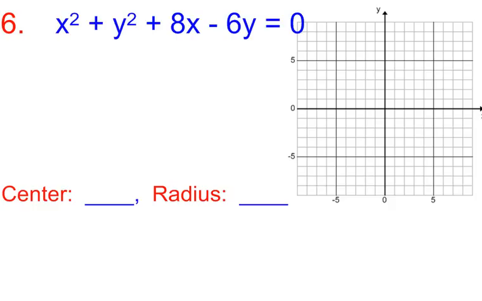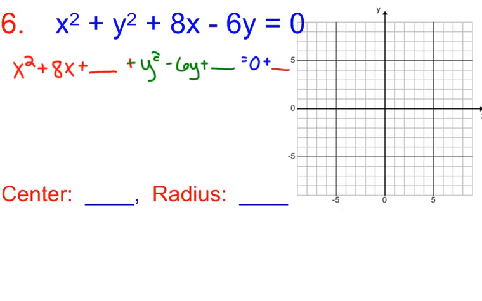So my first step is I'm going to group my x's together. X squared plus 8x plus blank, because I know I'm going to have to complete the square on that. And then I'm going to group my y's. So plus y squared, that's a minus, right? Minus 6y plus blank. And then we'd say equals 0 plus blank plus blank, because we'd have 2 blanks there on the other side. You might have more room to write yours. I had to put my blanks because I was running into my graph.